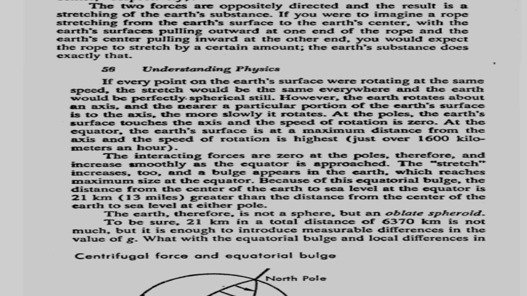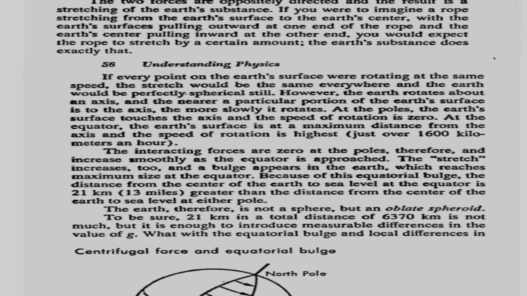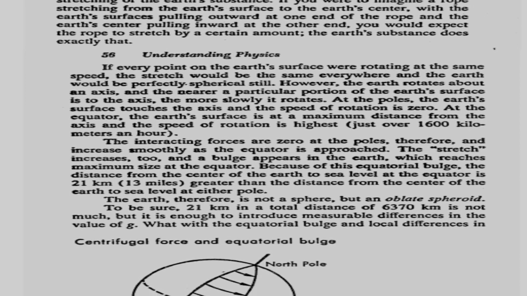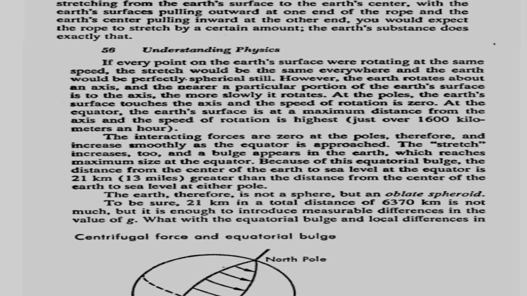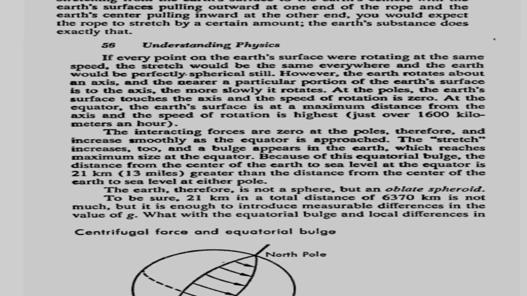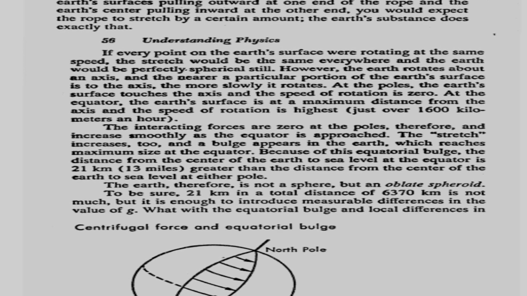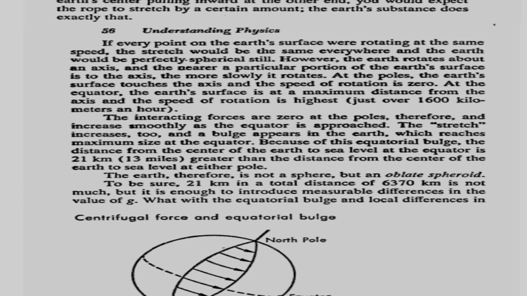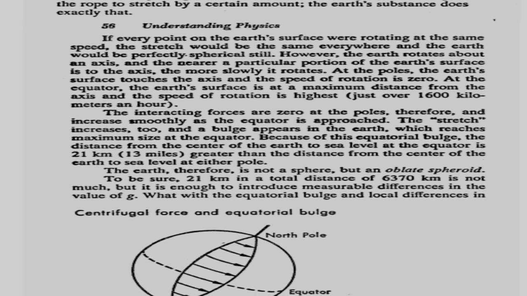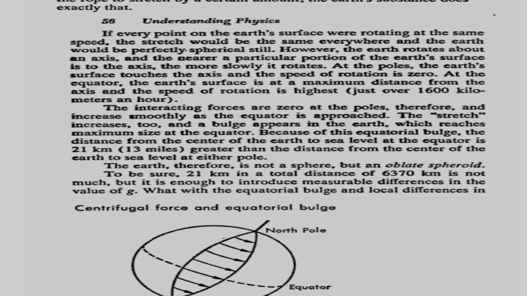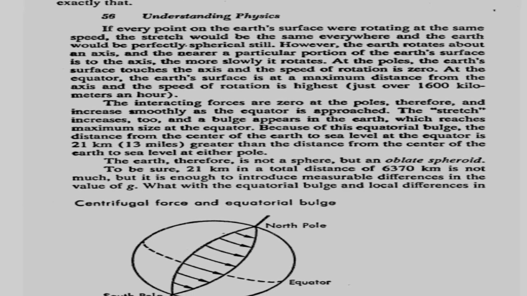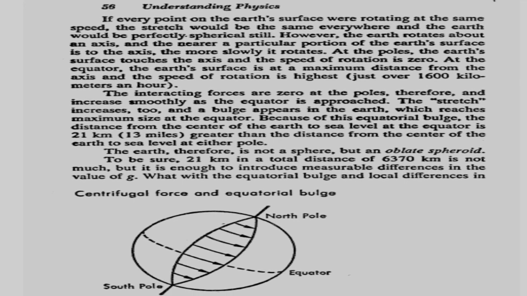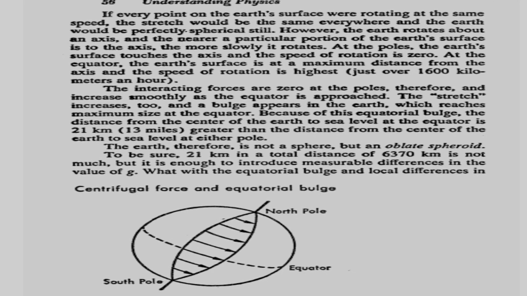If every point on the Earth's surface were rotating at the same speed, the stretch would be the same everywhere, and the Earth would be perfectly spherical still. However, the Earth rotates about an axis, and the nearer a particular portion of the Earth's surface is to the axis, the more slowly it rotates. At the poles, the Earth's surface touches the axis, and the speed of rotation is 0. At the equator, the Earth's surface is at a maximum distance from the axis, and the speed of rotation is highest, just over 1,600 kilometers an hour.